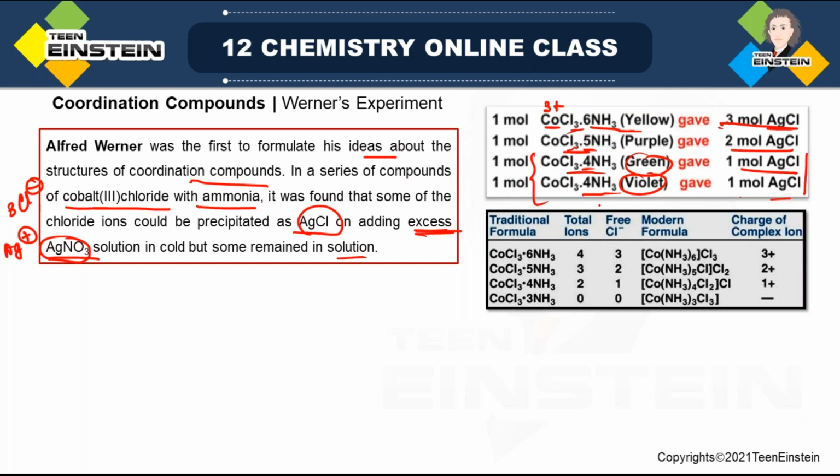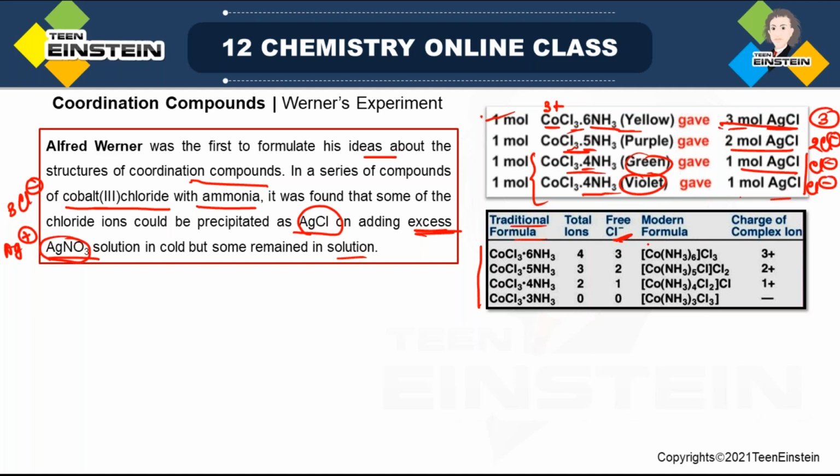So from this observation, we will now derive the formula. All these are traditional formulas that are already written in the first book. And how will we understand free Cl minus ions? From the moles of AgCl. So 3 moles of AgCl means 3 free Cl minus ions there. In the second case, you have 2 Cl free. Here 1 Cl free. This is also 1 Cl free.